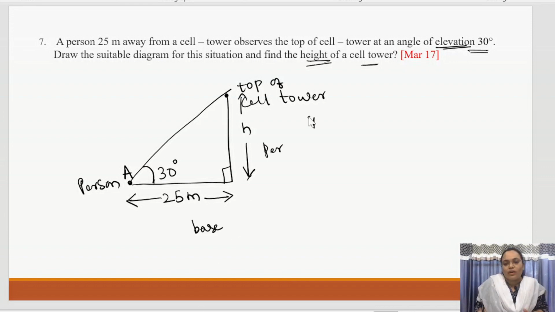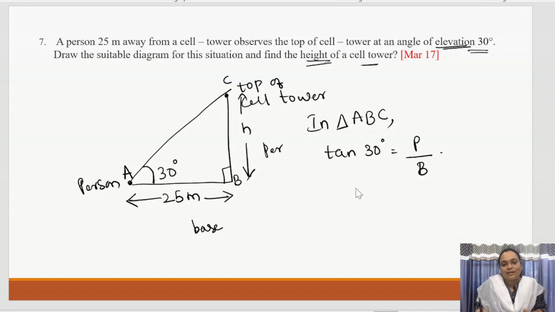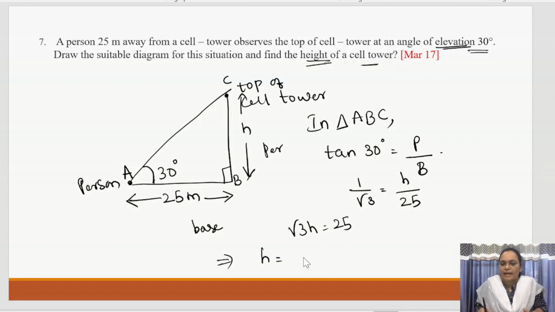Okay. So in triangle, so let us take A, B and C. So in triangle ABC, tan 30 degrees is equals to perpendicular by base. So what is tan 30? Tan 30 is 1 by root 3. Perpendicular is h. What is base? Base is 25. Okay. So from here you will get root 3h is equals to 25. You will get h is equals to 25 by root 3.